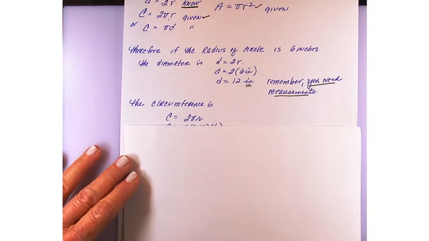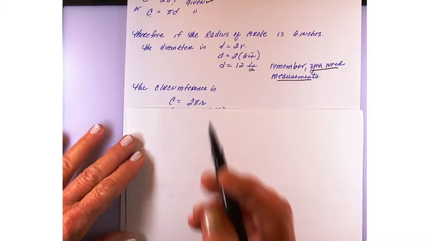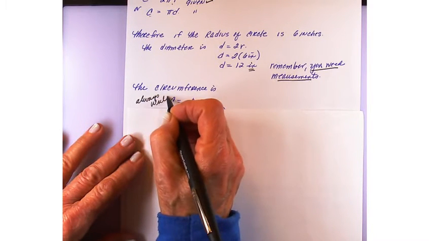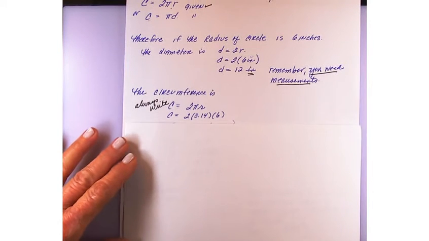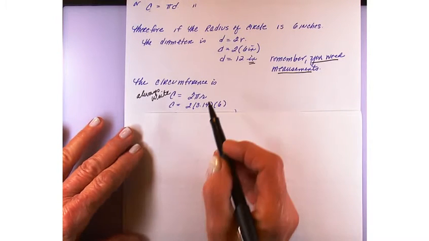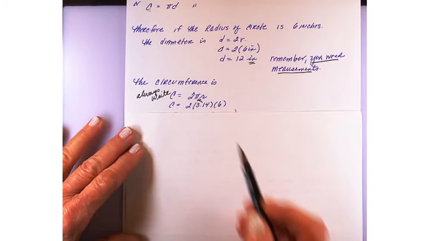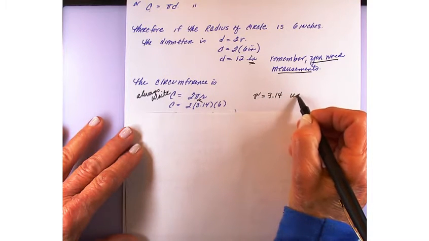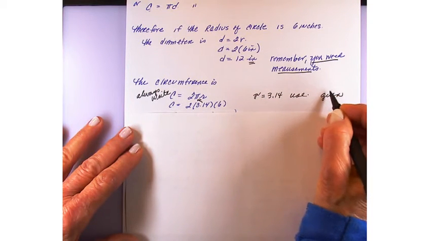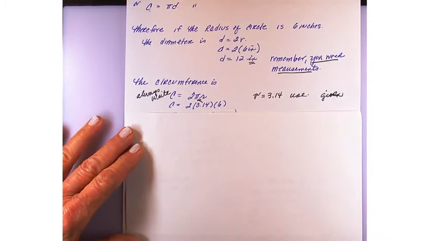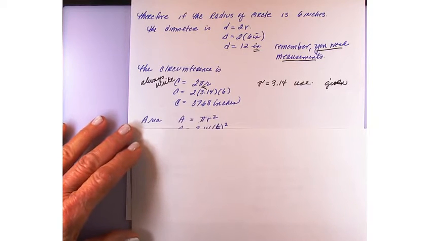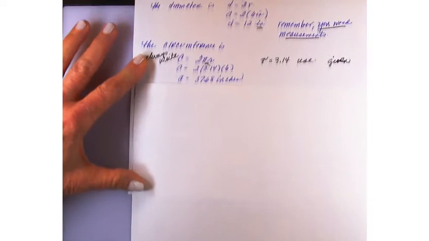So now let's look at the circumference of this circle. Step number 1, always write the formula down. Always write the formula. That way you can substitute in. So our book uses pi equal to 3.14, and that's what we will use. That will also be given on any test that you have. So you're going to multiply this out, and you get 37.68 inches. We did that in class on Wednesday.